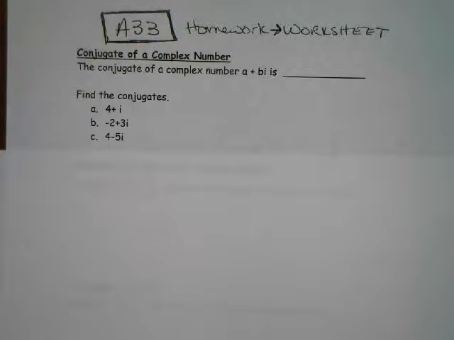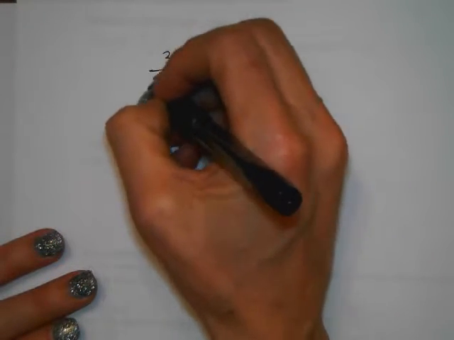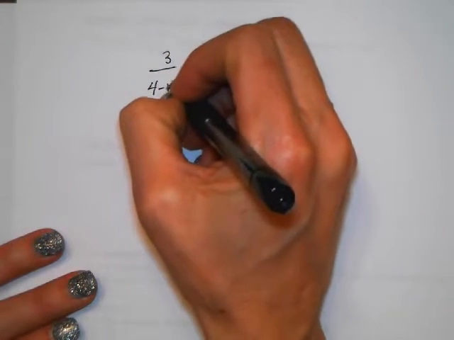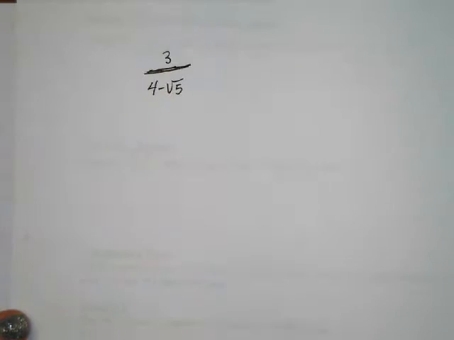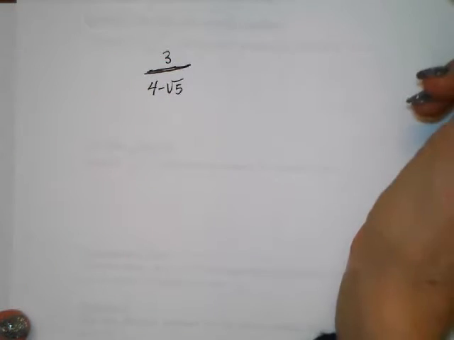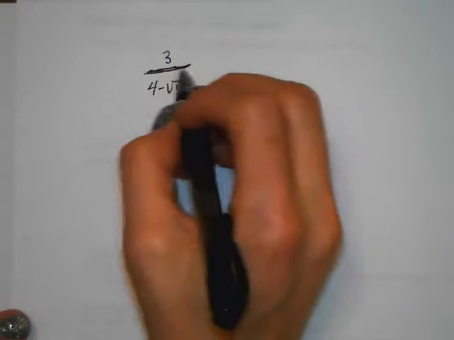Today we're going to be working with what we call the conjugate of complex numbers, and you might find this similar to what we learned back when we were dealing with radicals. When we had radicals, just to refresh our memory, let's say I had the number 3 over 4 minus the square root of 5. When I have a radical in the denominator, we wanted to get rid of it. And to get rid of the radical in the denominator, we introduced this concept of a conjugate.